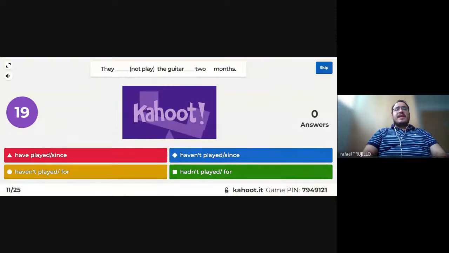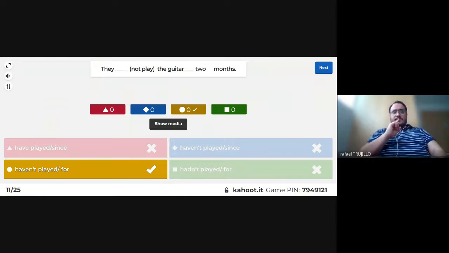They not play the guitar 2 months. Two months. They have played it? Well, no, of course not, because it is in the past. It has a negative. They haven't played the guitar since 2 months. They haven't played the guitar for 2 months. Depending, if we have since, we will have ago.